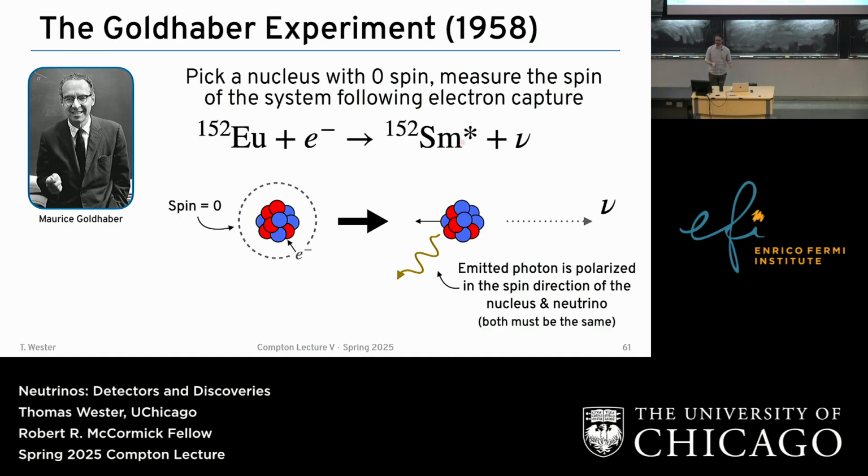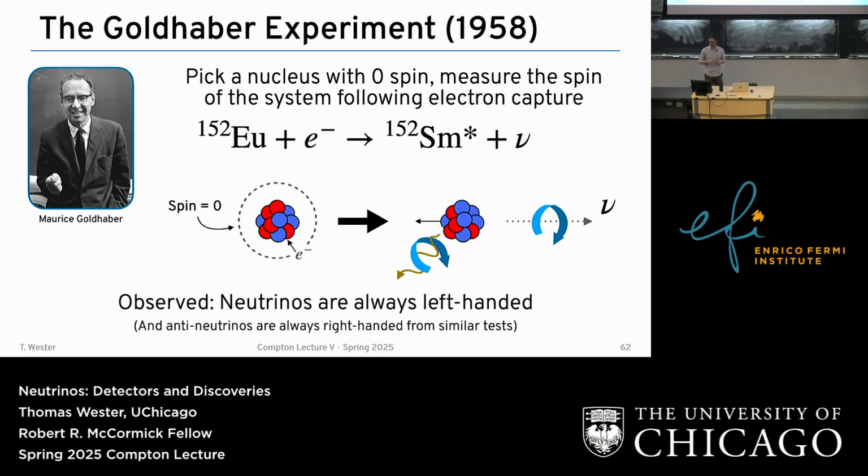So what was done was to start with this europium atom, spin 0, not spinning at all, and at the other end of the decay, you have to conserve the spin that you started with. This samarium atom recoils and then emits a photon because it's excited, and you know that the spin of this photon has to be the same as the spin of the neutrino because you started with spin 0. And what was observed is that every single time this happened, the photon was always left-handed, and you can infer that the neutrino had to always be left-handed in this interaction too.